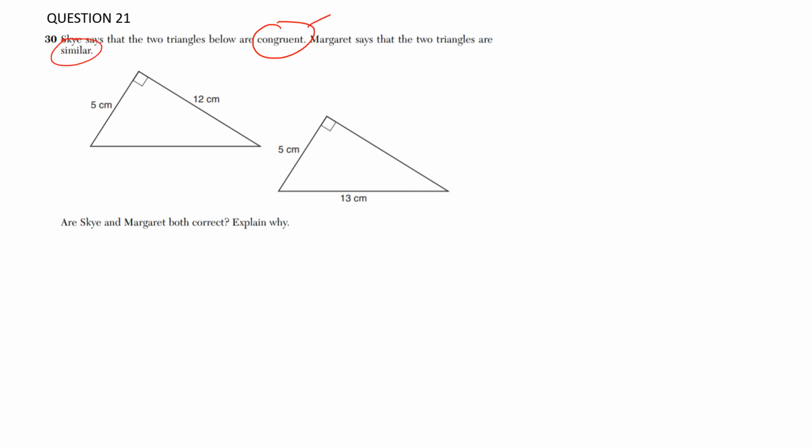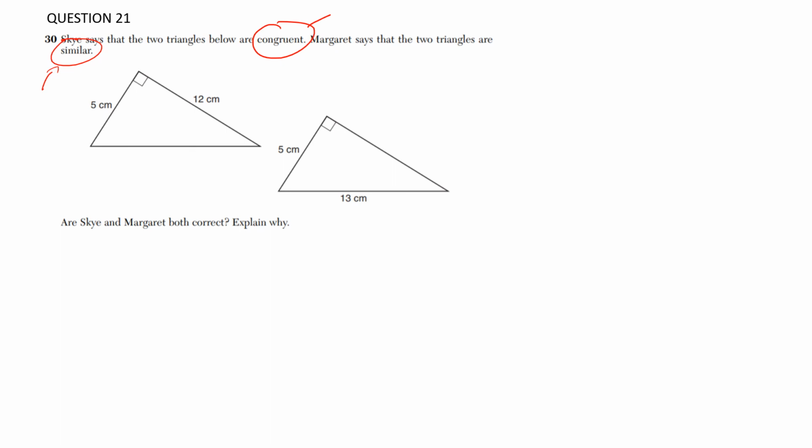So congruent means that the corresponding sides are congruent, and the corresponding angles are congruent. So, to say it in shorter terms, the two triangles are the same shape and the same size. Similar means the corresponding angles are congruent, but the corresponding sides are in some sort of proportion, right? Maybe it's scaled by 2, scaled by 3. So let's take a look here.